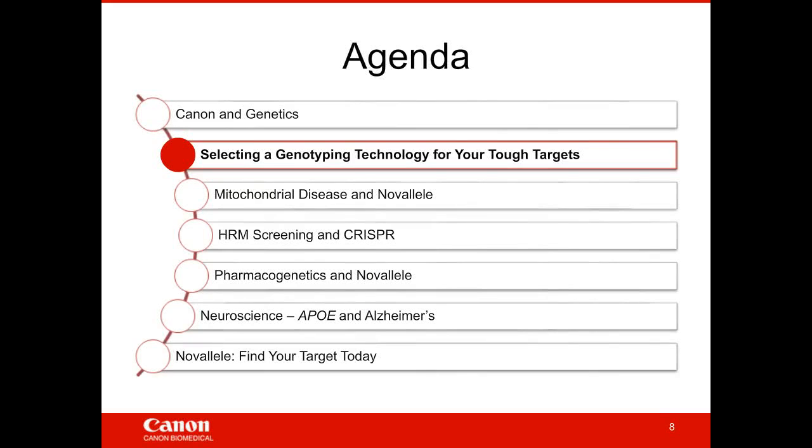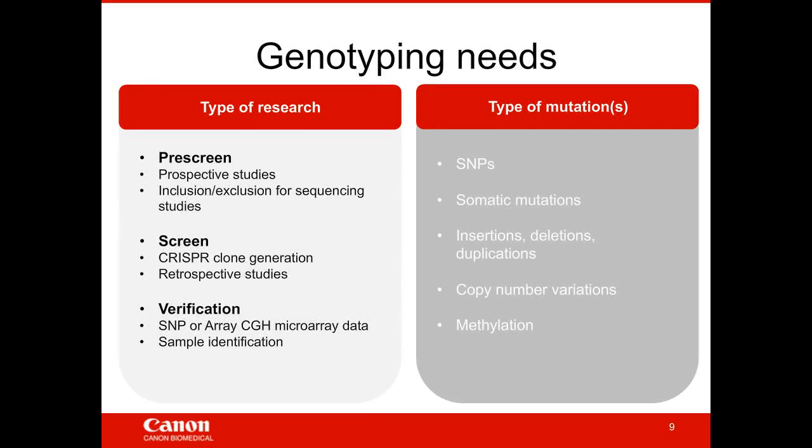For the rest of this presentation, I would like to focus on the different applications of where the Novallele genotyping reagents can help you in your research. I think it's easy to agree that there are many things that you often consider when you need to genotype a sample. And there are different situations where genotyping may be required. On this section on the right, you will see three of these situations where you often have a need to genotype samples. The first situation is a pre-screen.